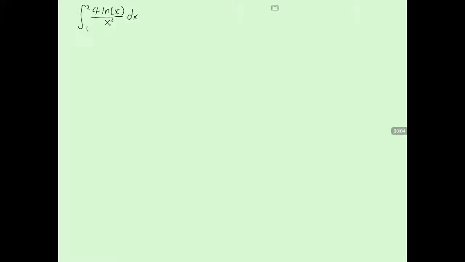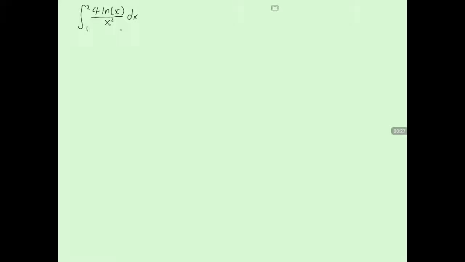So right now we are asked to evaluate the definite integral from 1 to 2 of 4 ln x over x squared with respect to x. Let's take a look at what we can do to this integral. If we look at our integration tools, then we can examine what substitution can do.